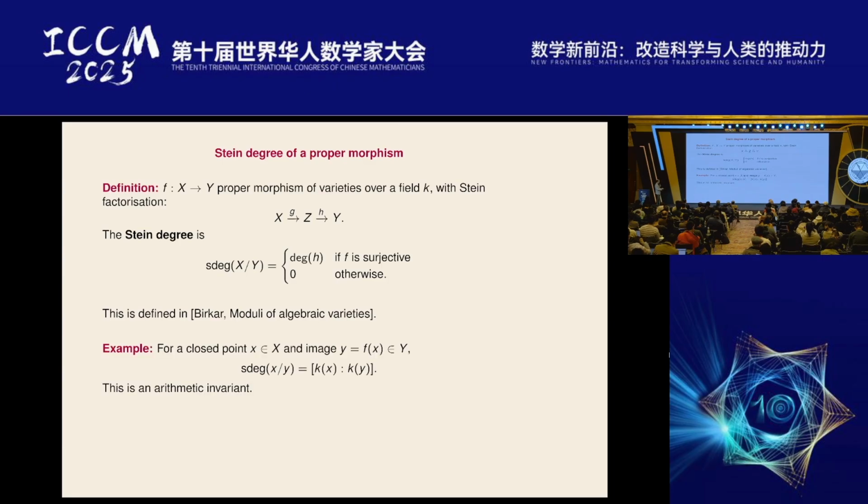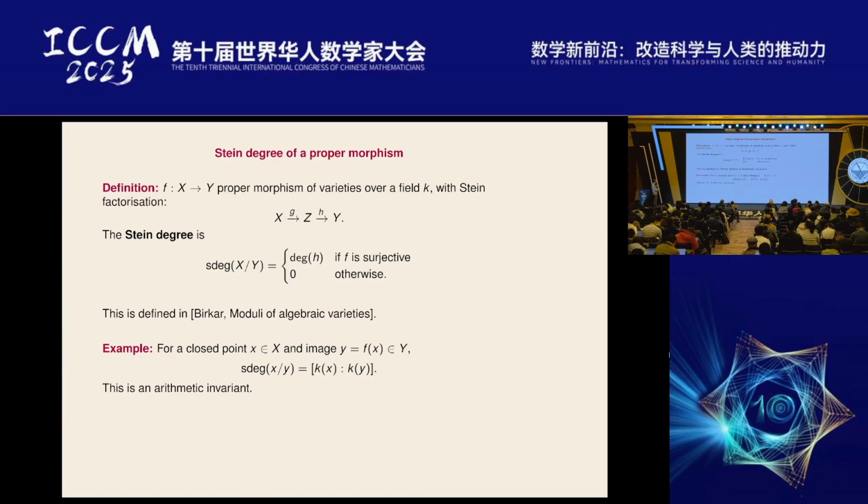And now suppose that we pick a point inside X, and we look at the image inside Y. I'm here assuming that the point I take in X is a closed point. So if you work over algebraically closed fields, this essentially means any point. But if you work over non-closed fields, then that becomes more interesting. So you can take any closed point, the image is also a closed point, and then you can look at the Stein degree of the point little x over the little y.